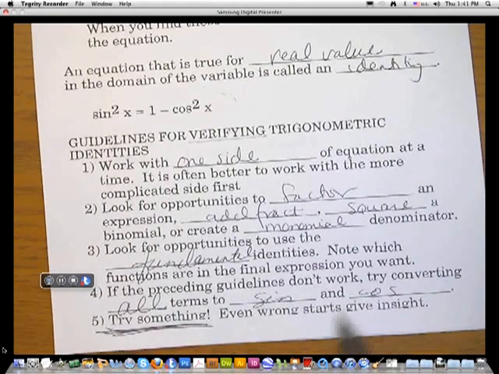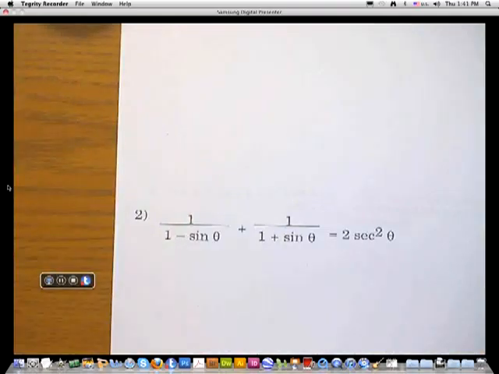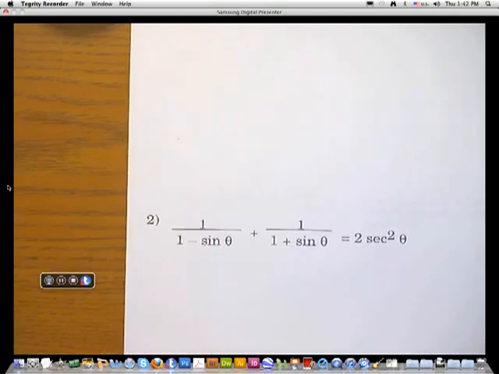Change things to sine and cosine. Try to get like fractions. Substitute stuff out, especially if there are squares. So there's always something. And that's what this unit is about, is verifying one side to equal the other side, using all of your substitution of identities.